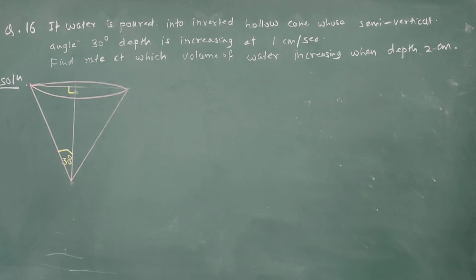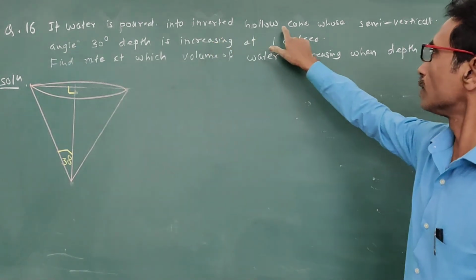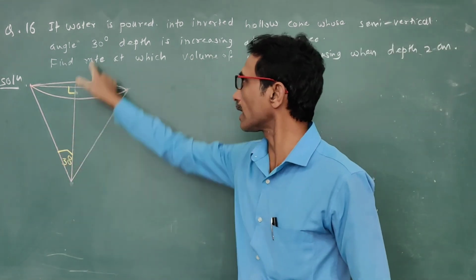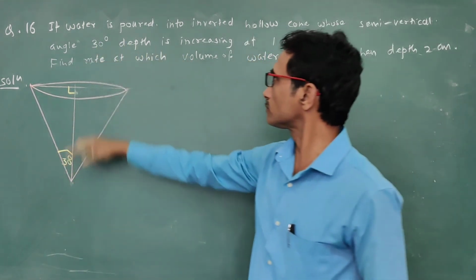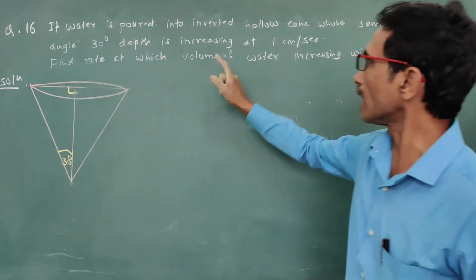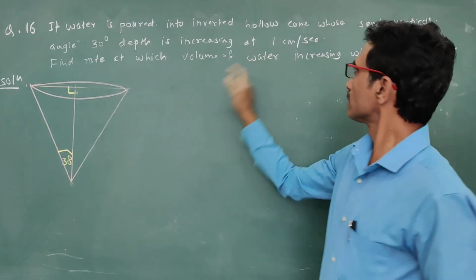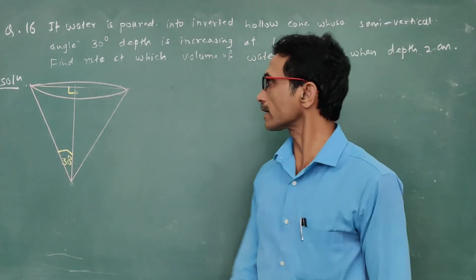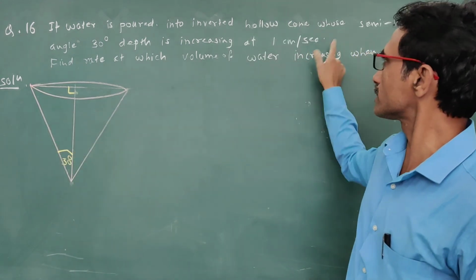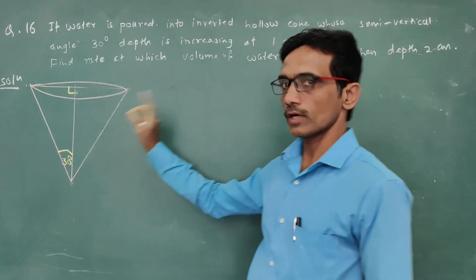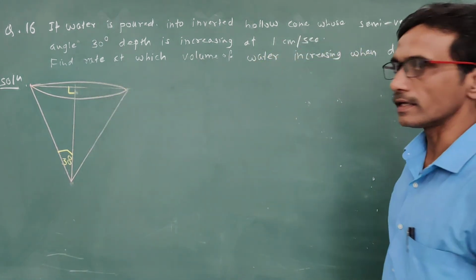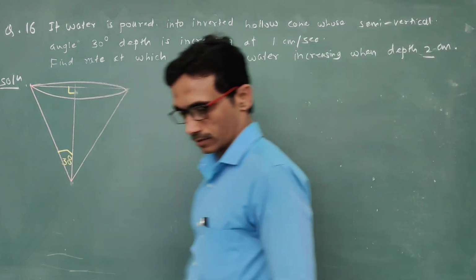Question number 16. If water is poured into an inverted hollow cone whose semi-vertical angle is 30 degrees, the depth of water is rising at the rate of 1 centimeter per second. What is asked? Find the rate at which the volume of water is increasing when the depth is 2 centimeter.